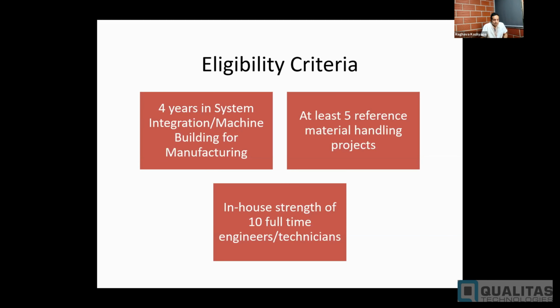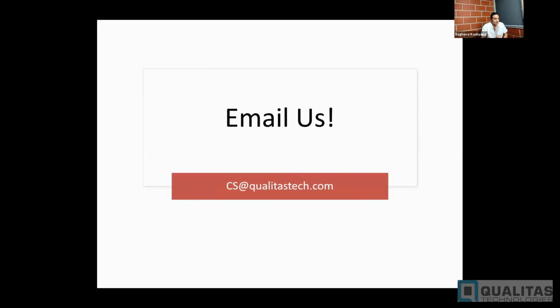That's the eligibility criteria. So if any of this sounds interesting and you want to partner with us, please send us an email at cs@qualitastech.com, and we'd love to discuss how we can partner together and take advantage of this wonderful and exciting technology of machine vision and AI. It can really boost your business. It can do wonders. And we are going to be here with you every step of the way. We're going to be your partners in this, right? We're not selling you things. We literally mean it when we say we want to partner with you.